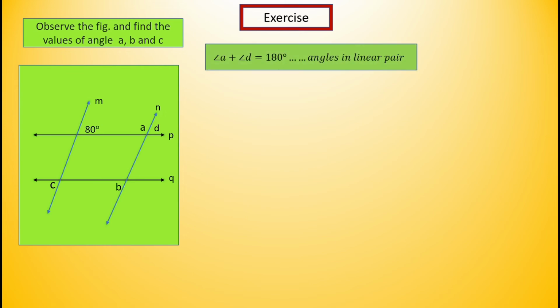Now to solve the example, let's consider the first condition, or look at these two angles, angle A and angle D, and these angles are in the linear pair.